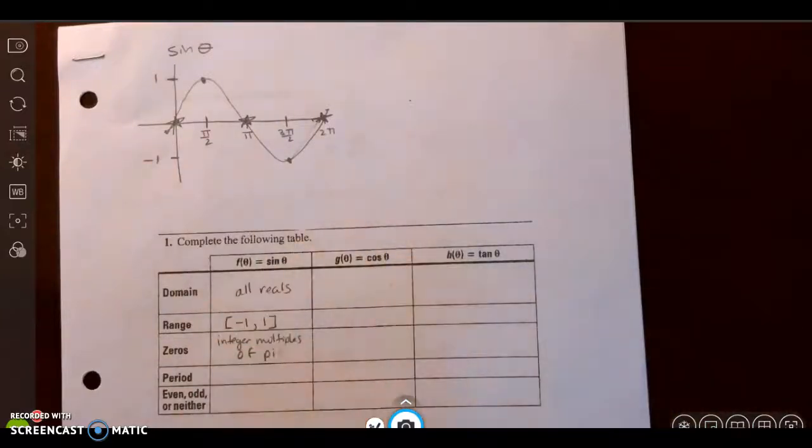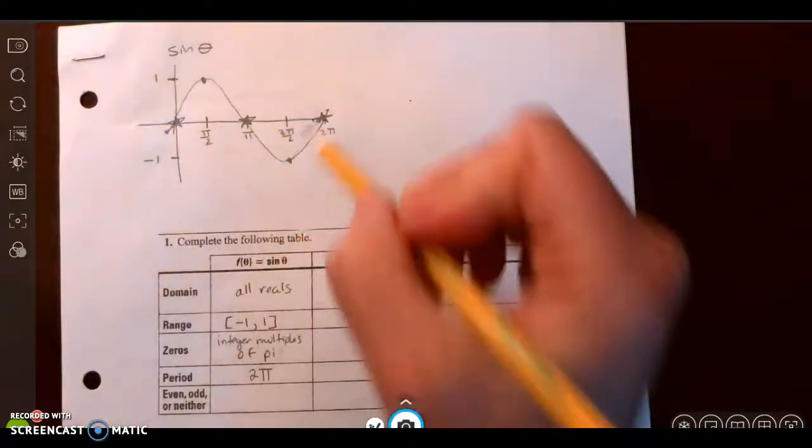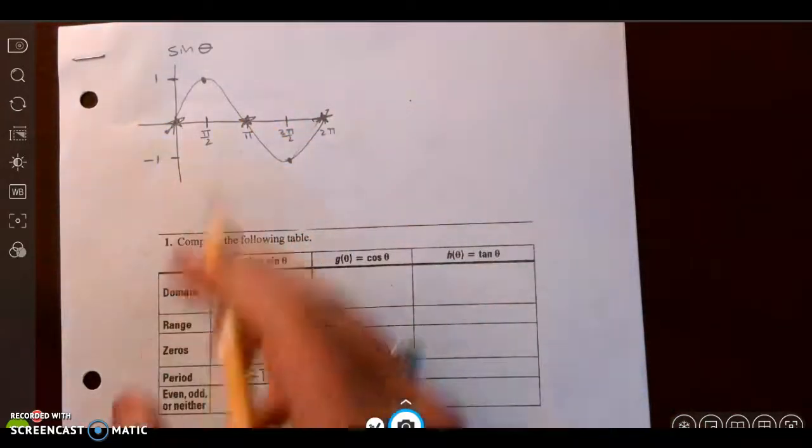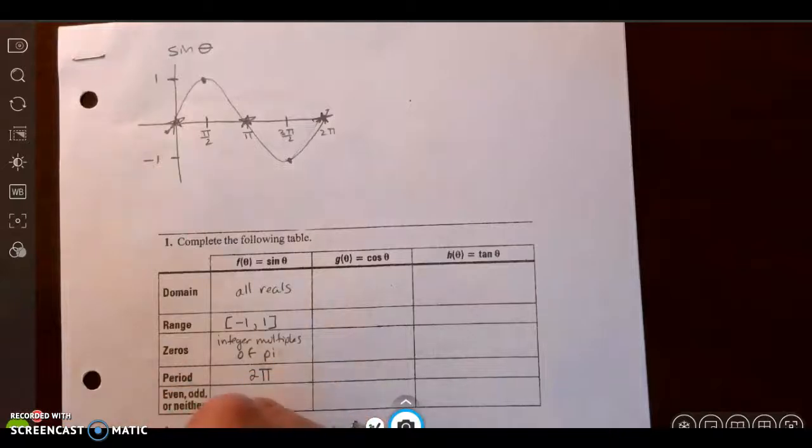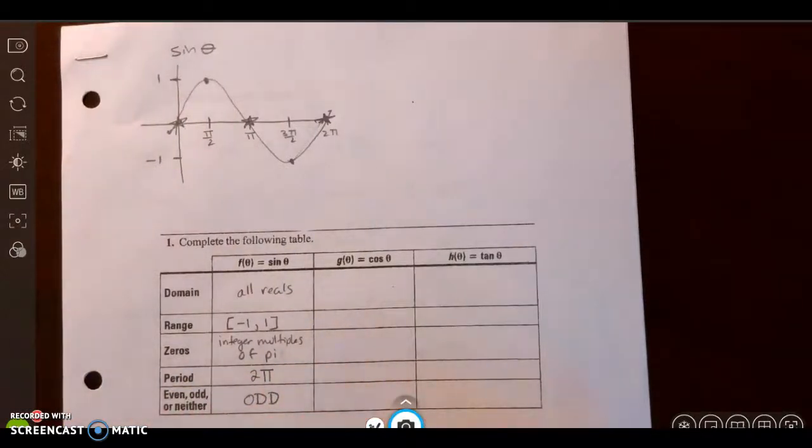The period takes 2 pi in order to have a full sine curve. Even, odd, or neither, this would be rotation symmetric around the origin, so that is odd.